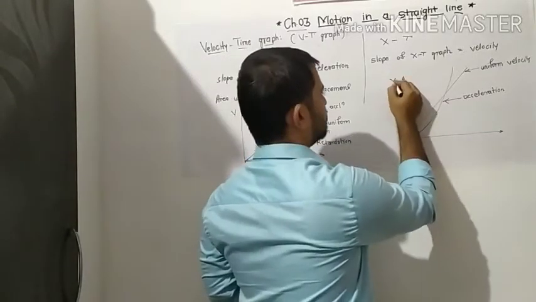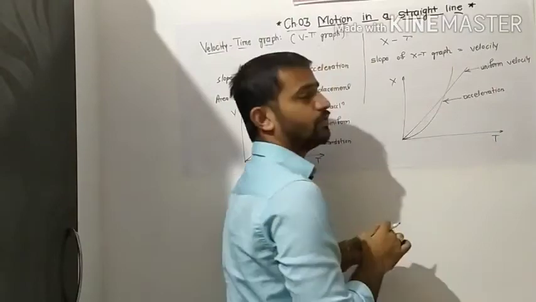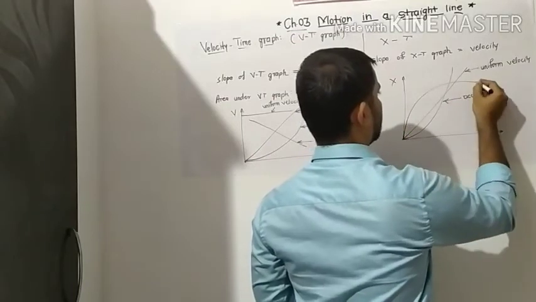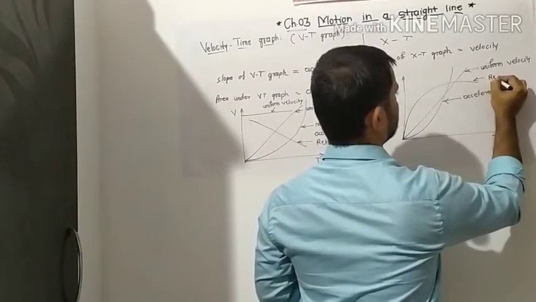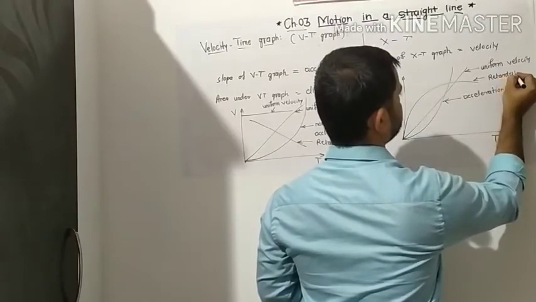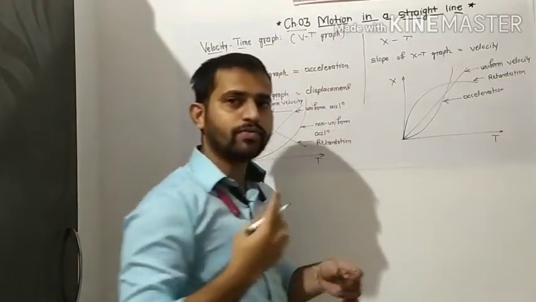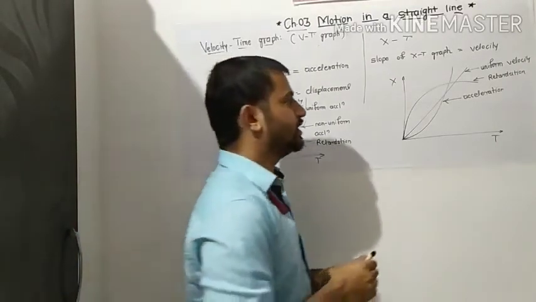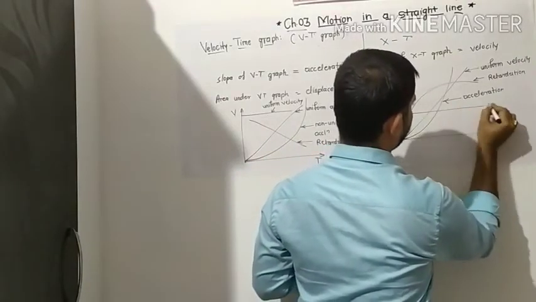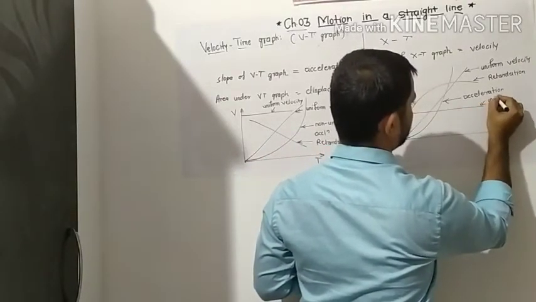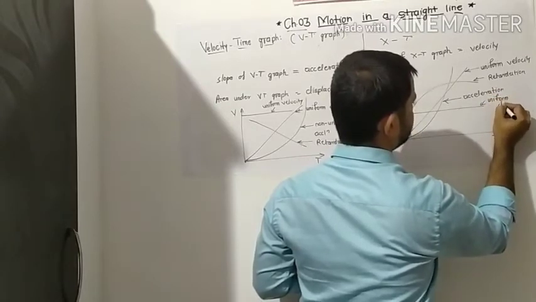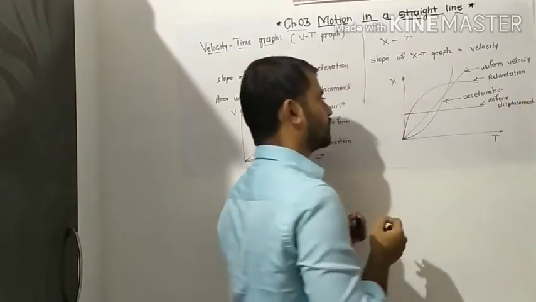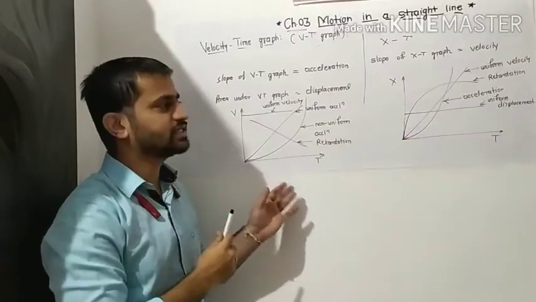Okay, so this is the XT curve. This is the acceleration, and if we have to find the retardation, we get the retardation as a curve shape like this. Okay, this is the retardation in the XT curve. And for the uniform displacement, we get one line which is parallel to the time axis, and which indicates the uniform displacement. Okay, so these are some differences between the XT curve and the VT curve.